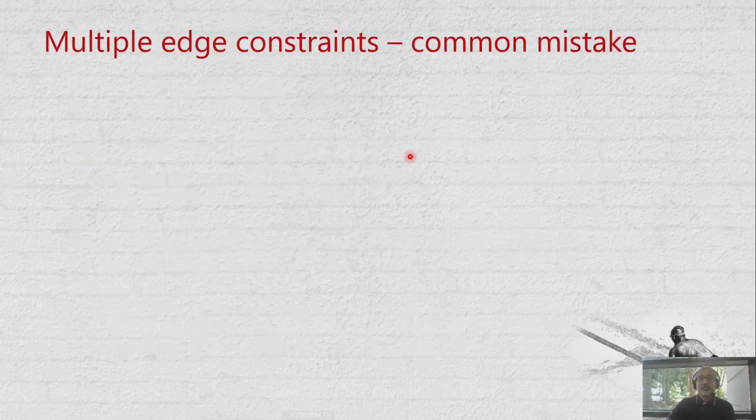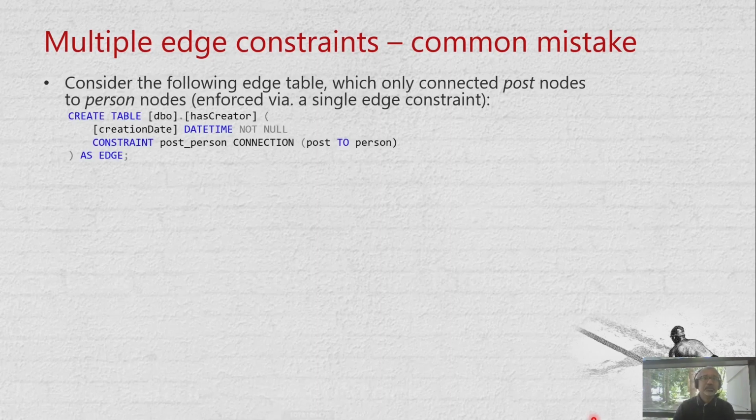I want to talk briefly about a design situation that comes up sometimes, and we get these questions from customers saying, hey, why do you have edge constraints, and what's the story with allowing multiple edge constraints in a given table? Let's take a concrete example of what I'm referring to here. So imagine we have an edge table which is connecting posts to person. So you have a has creator edge table which is connecting a post to a person.